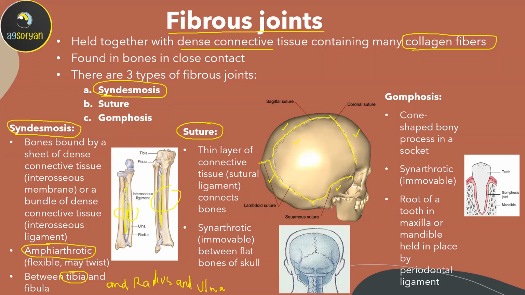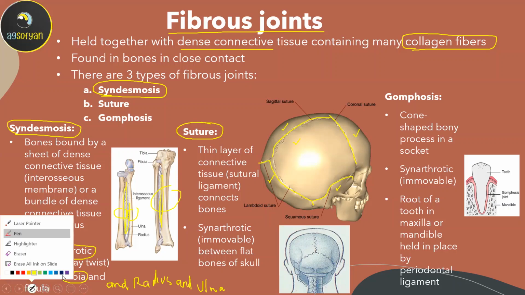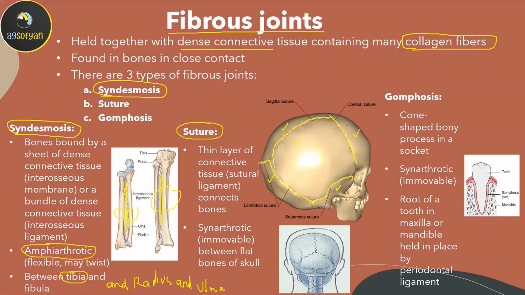Now, if you see this, there are four types of suture on our cranium. The first one is this one over here. This is the first suture, which is between the frontal bone and the two parietal bones. So this is what we call the coronal suture. This is the first type of suture.